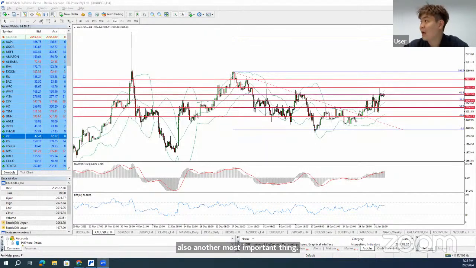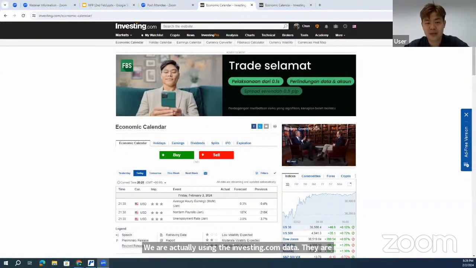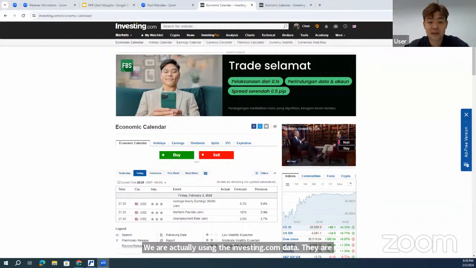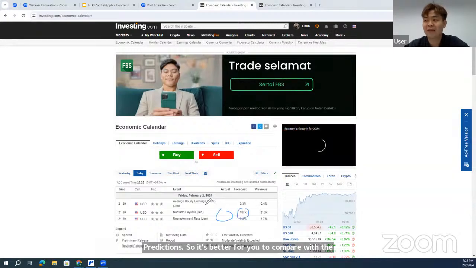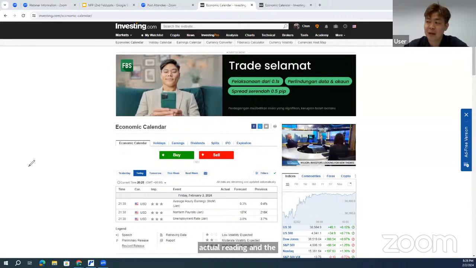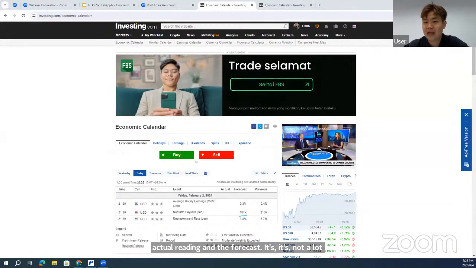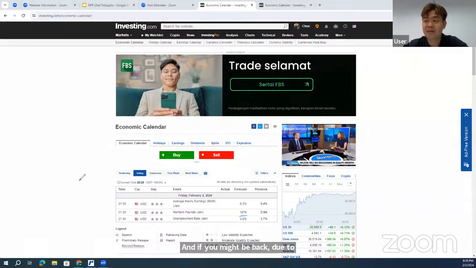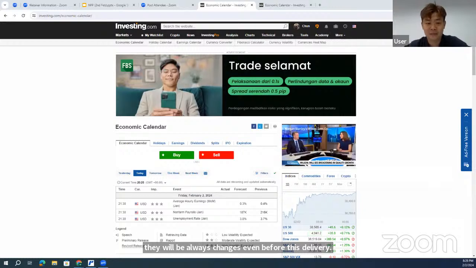Peter Afolabi, yeah, we are actually using the investing.com data. They will try to take data from global economies to make some predictions. So it's better for you to compare the actual reading with the forecast instead of entering a trade now. Even though a lot of investors already entered trades because they expect NFP might be bad due to economic forecasts, there will always be changes even before this data release. So you cannot 100% guarantee it.